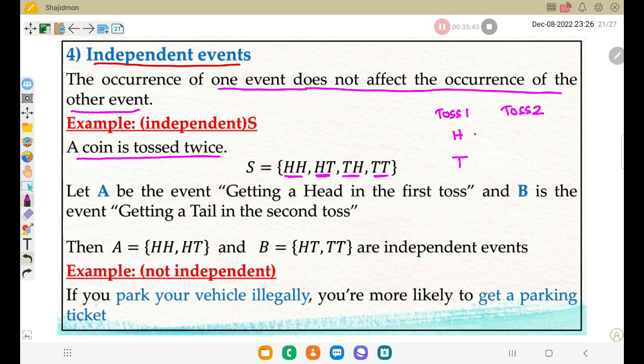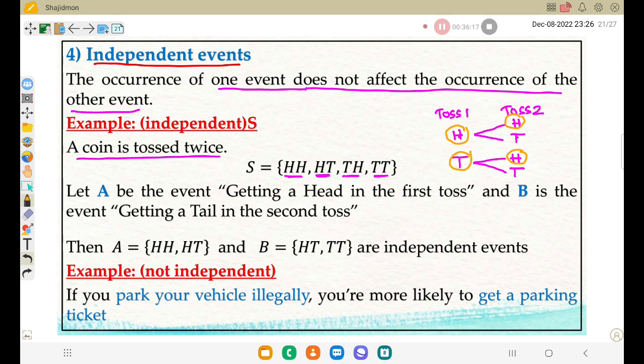Now it is followed by the second toss. If the first time you get head, then the second time either head will come or tail will come. In the same way, if the first time you get tail, what are the possibilities for the second? Either head will be there or tail will be there, correct? So how many elements will be there in the sample space? Head head, head tail. Okay, hope you understood. Head head or head tail or tail head or tail tail, correct? Four options will be there. So this is the sample space.